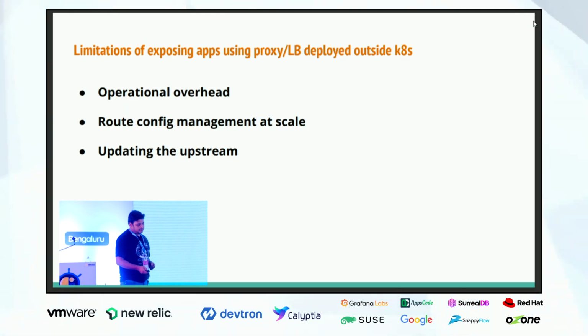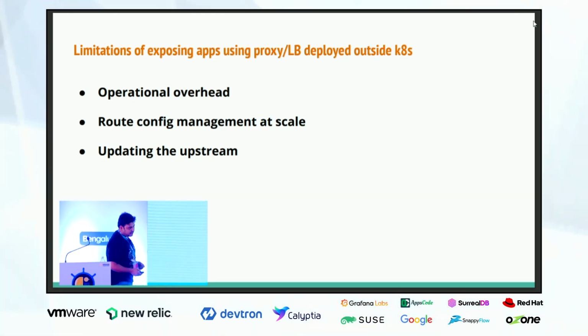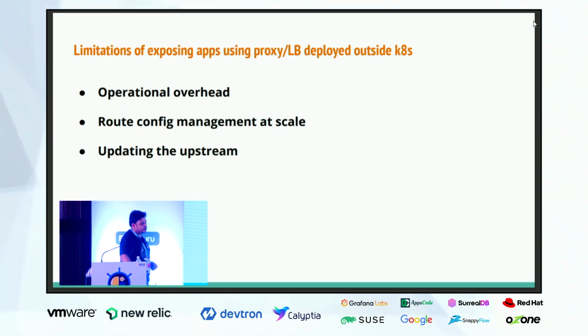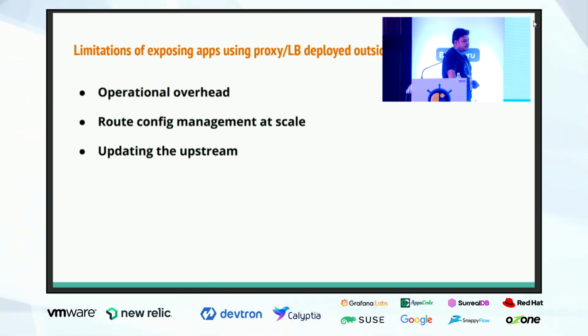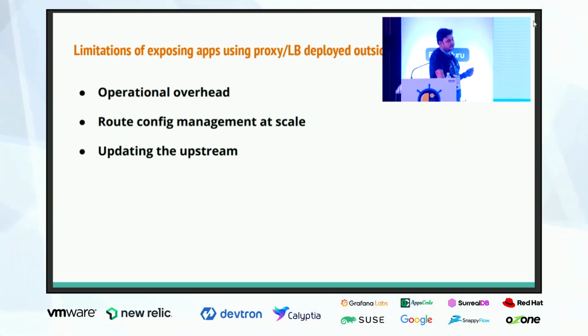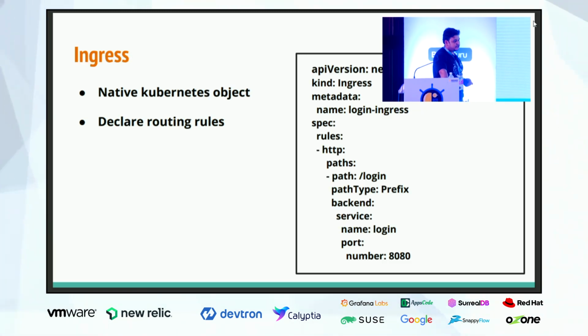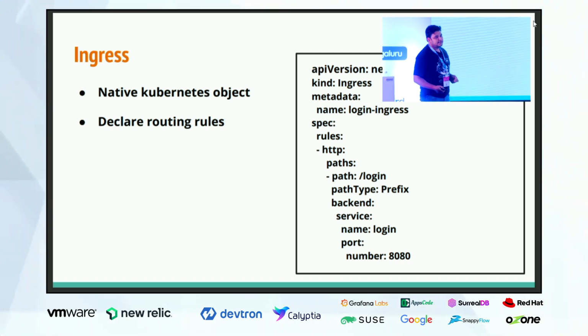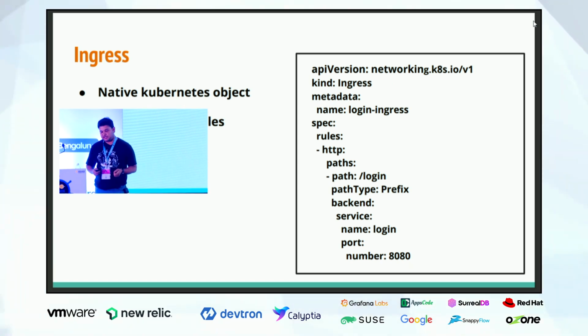And yeah, so these are the limitations of this approach that we just discussed, right? When we are managing an L7 proxy ourselves. So to address these challenges, Kubernetes introduced ingress and ingress controllers, right? So what ingress basically is? Ingress is a native Kubernetes object or an API, right?